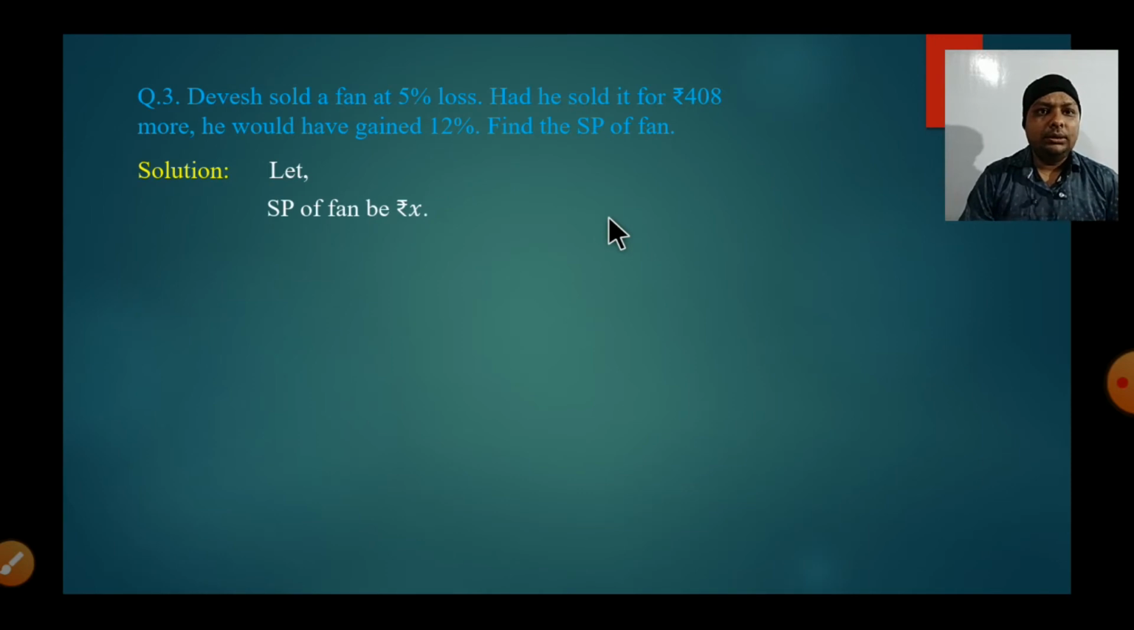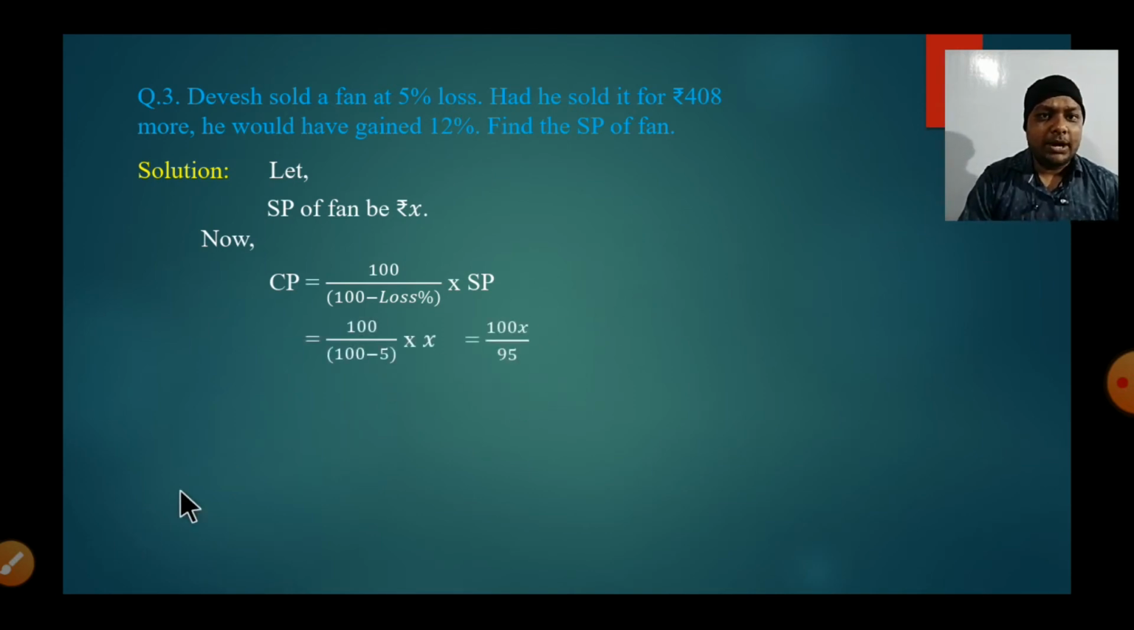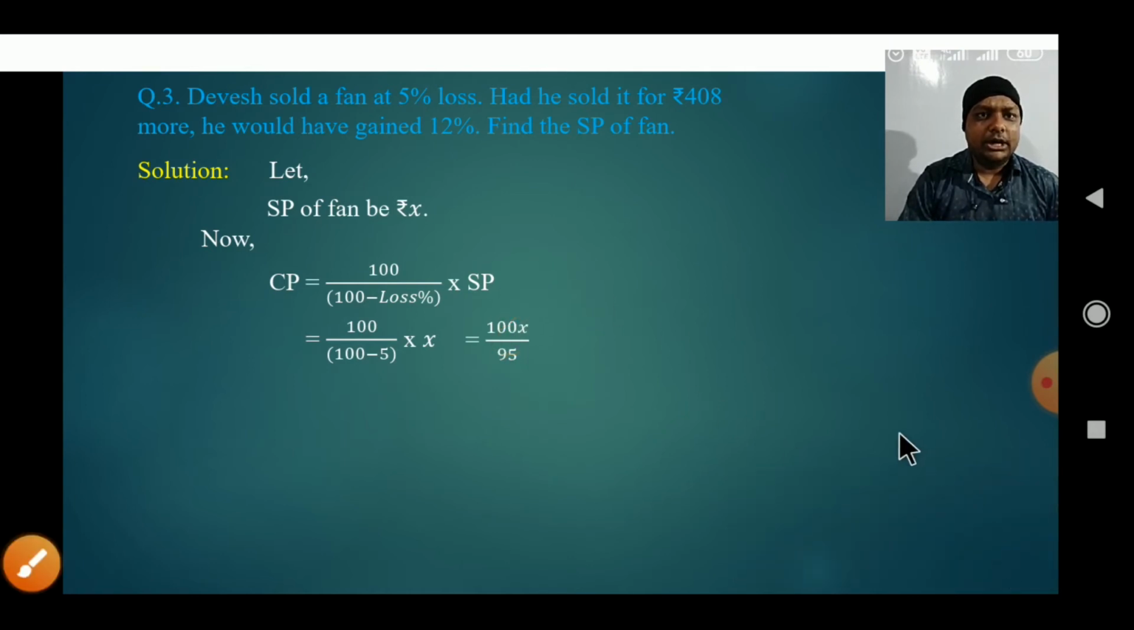Now we know the formula of CP: CP is equal to 100 by (100 minus loss percent) into SP, because in the first case the loss percent is given. So 100 by (100 minus 5) into X will be 100x by 95, and both are divisible by 5: 5 19s are 95 and 5 20s are 100. It means 20x by 19 will be the CP.